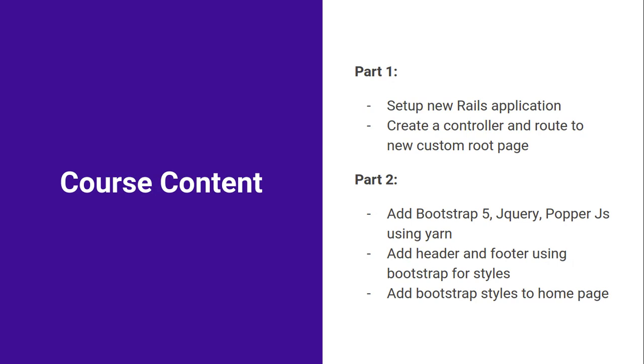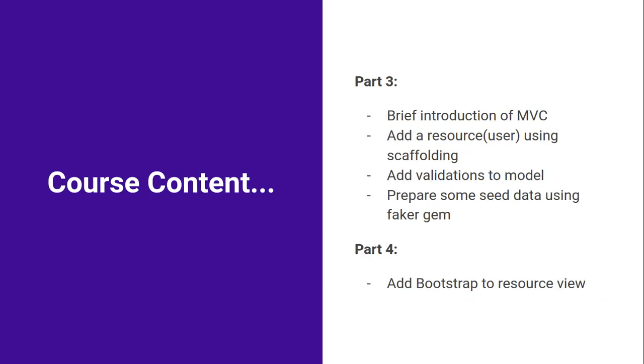Since we are using Rails 6, we will use Webpacker to serve assets. Then in part 2, as a next step, we will add header and footer using Bootstrap styles, and then as a last item in this part, we will add Bootstrap styles to our home page to make it more attractive.